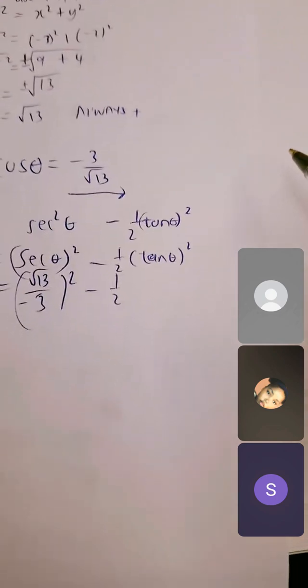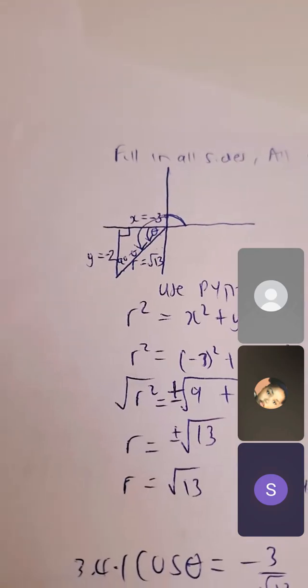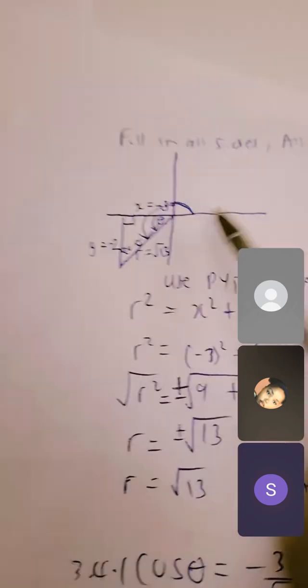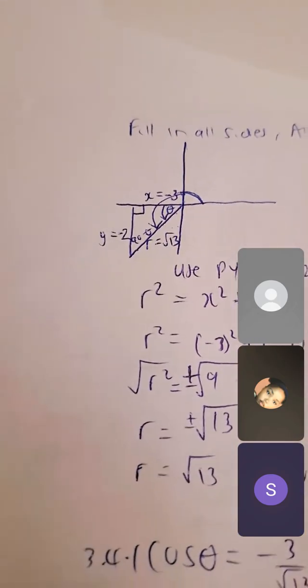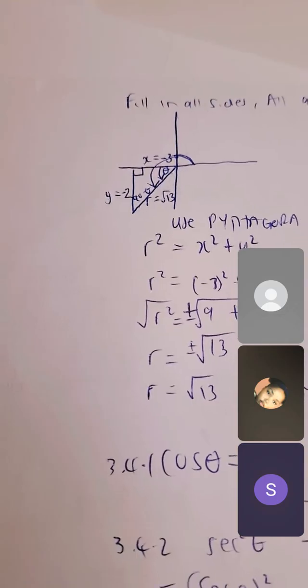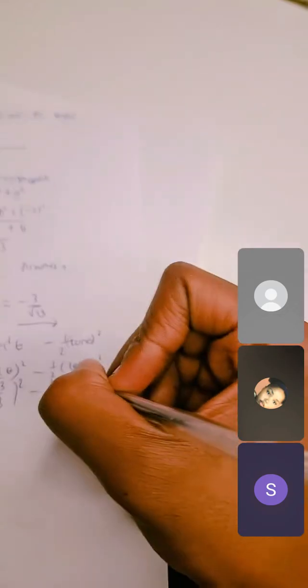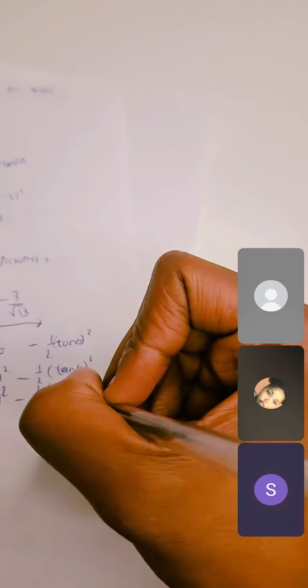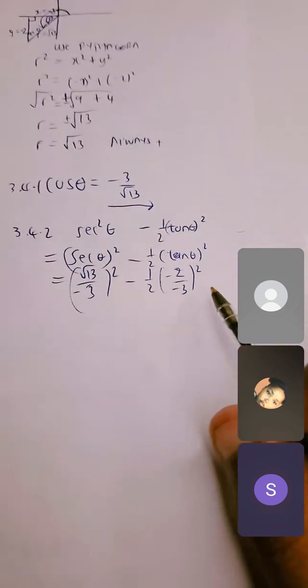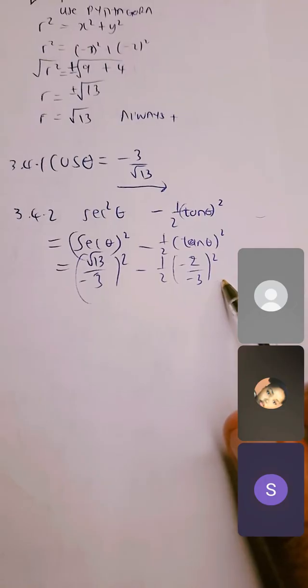What's tan, according to this diagram? O over A. Yes, which is what? Negative 2 over negative 3. Say that again. It is negative 2 over negative 3, so it becomes positive. Do we agree, guys? Yes, we agree.